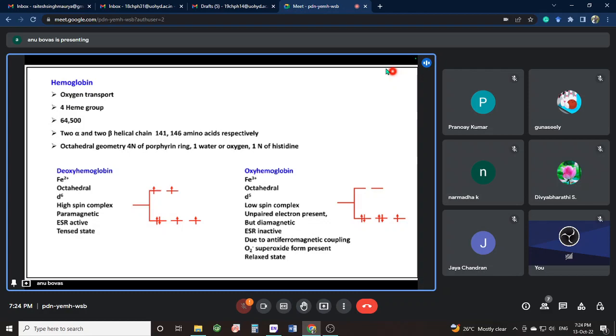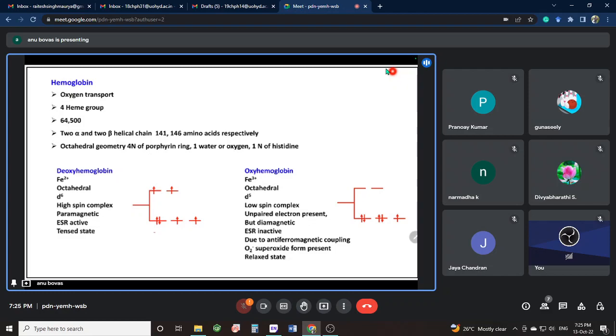Okay. And whether myoglobin or hemoglobin, in the oxygenated state it will be a low spin complex, and in the deoxygenated state it will be a high spin complex. Because mostly questions are asked based on this spin. Many questions are asked based on this spin and magnetic property. So whether it is oxyhemoglobin or oxymyoglobin, the spin is low, and in the deoxygenated state, the spin is high.